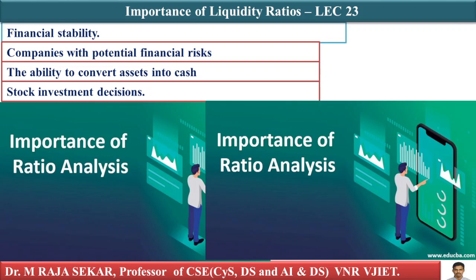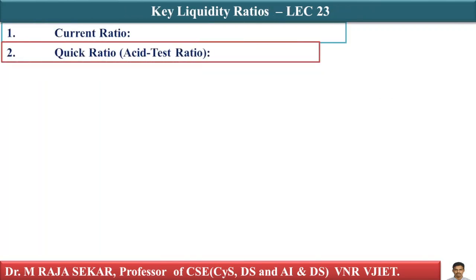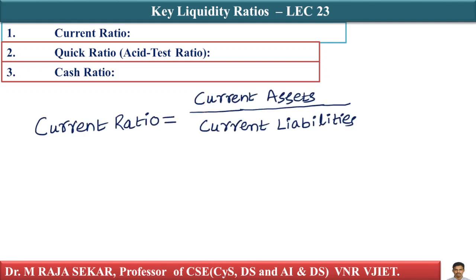Liquidity ratios are vital for understanding a company's ability to operate without financial strain. Regular monitoring and optimization of liquidity are essential for long-term success. What are the key liquidity ratios? They are the current ratio, first one. Second one is quick ratio or acid test ratio. Third one is cash ratio. Let us try to understand one by one.